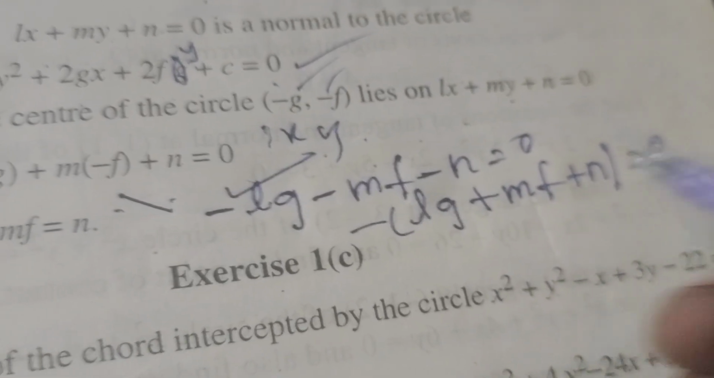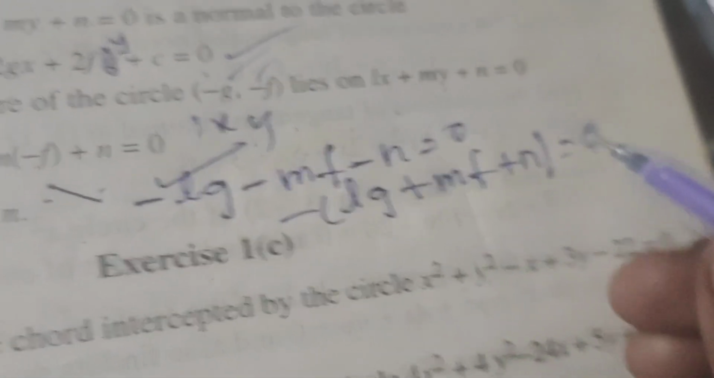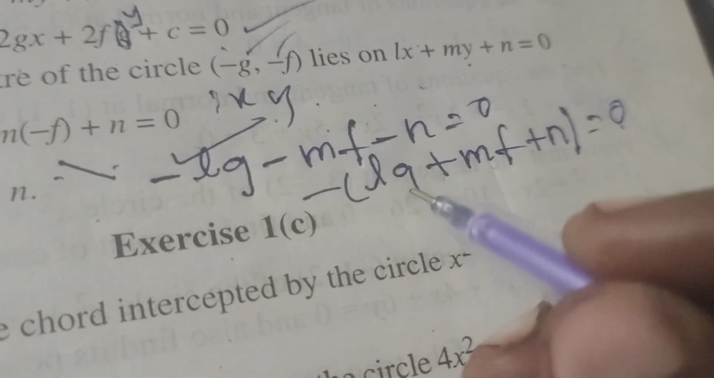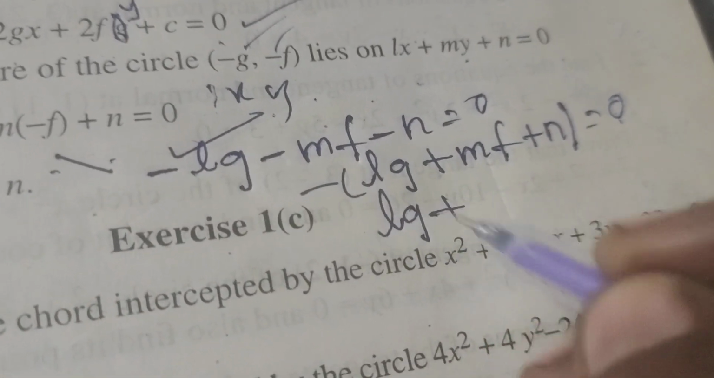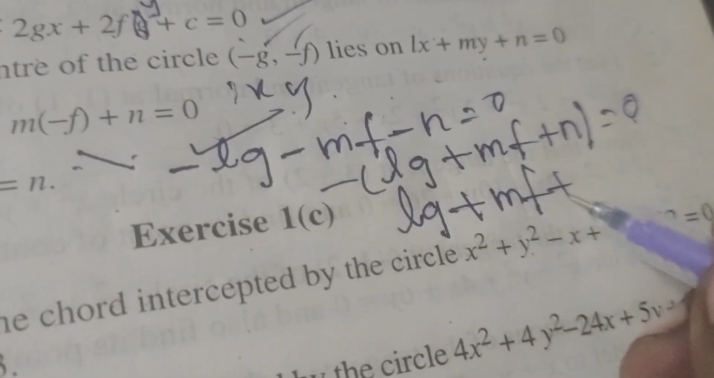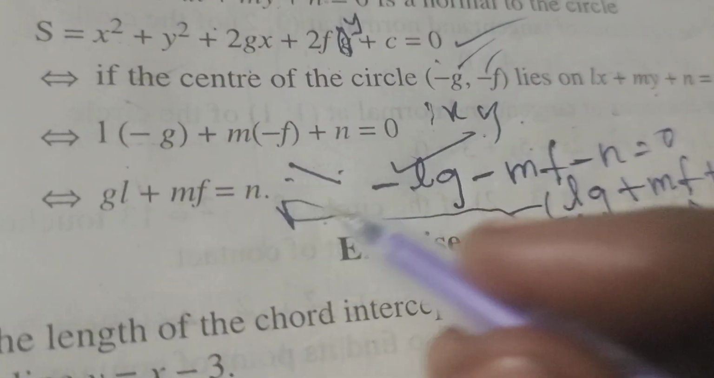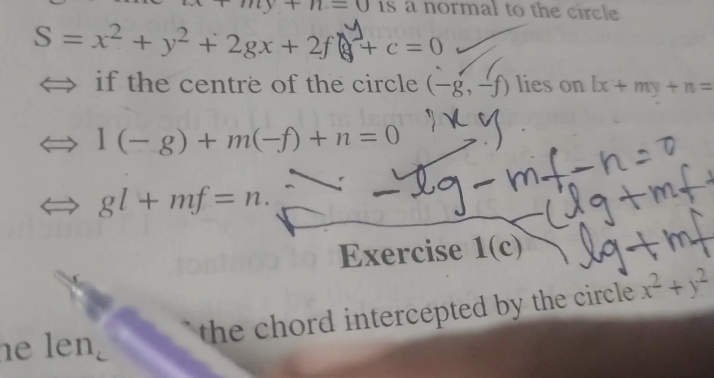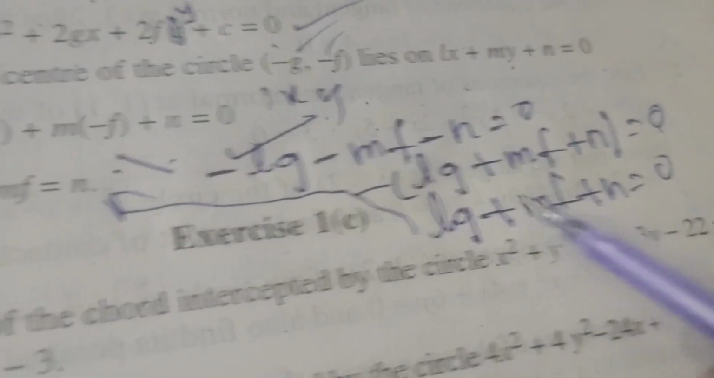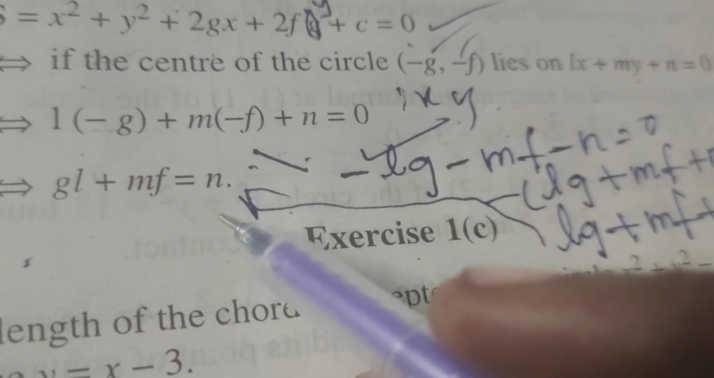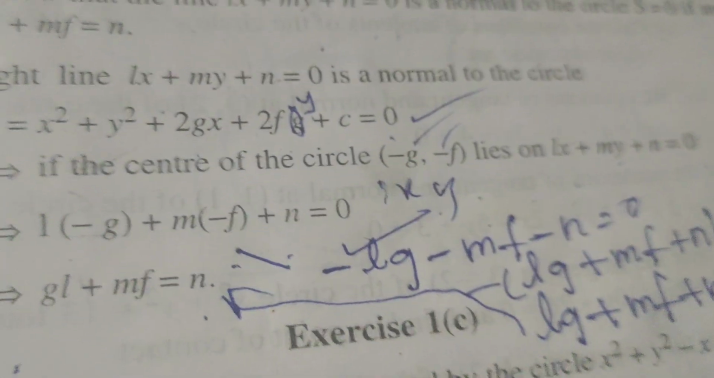Taking the minus sign common, minus of (Lg plus Mf minus n) equals 0, so transposing to the right-hand side we get 0. So Lg plus Mf equals n. This is the required solution. Hence we have proved that gL plus fM equals n. Okay, thank you.